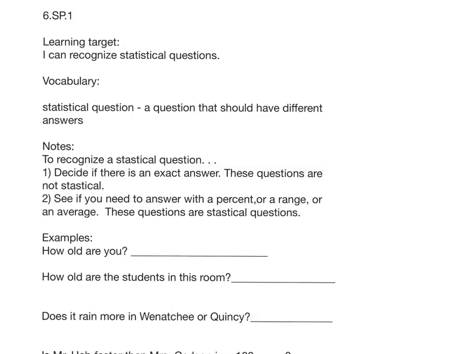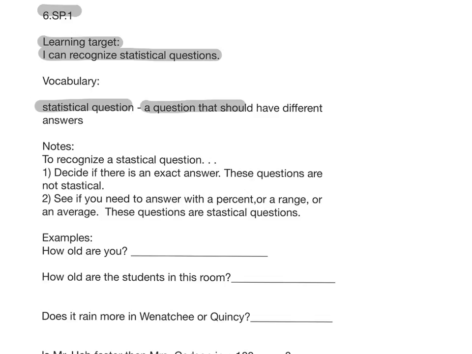All right, we're done with the 4 geometry lessons and we're into statistics and probability, which is what the S and the P stand for. 6.SP.1. Learning target: I can recognize statistical questions. So that means you need to know what a statistical question is, and it's not really that clear of a term, but you should have a good understanding by the time you're done with this lesson.